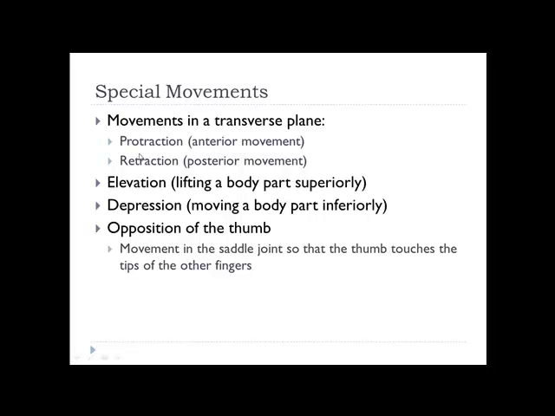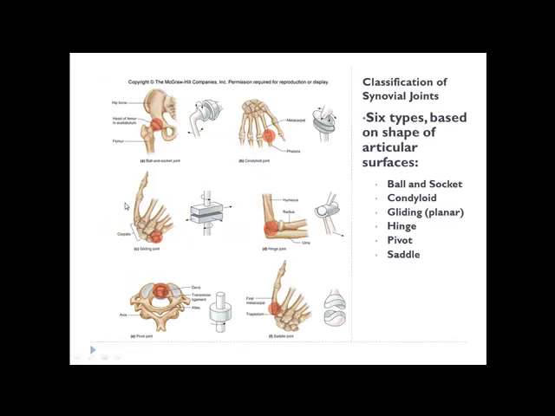Protract, roll your shoulders forward. Retract, roll those shoulders backwards. Elevation, shoulder shrug. Depression, put those shoulders down. And opposition, that's going to be using your opposable joint.